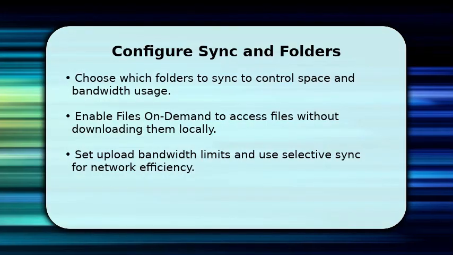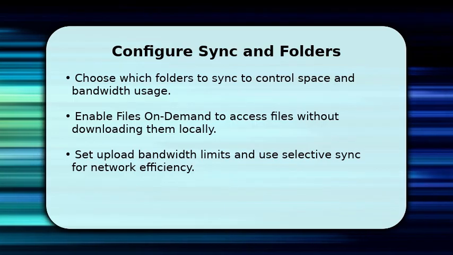Across Windows, open the OneDrive app settings to choose which folders to sync to this device. Selective Sync lets you keep only needed folders locally to save disk space. Enable Files on Demand to see all files without downloading them unless you open them.